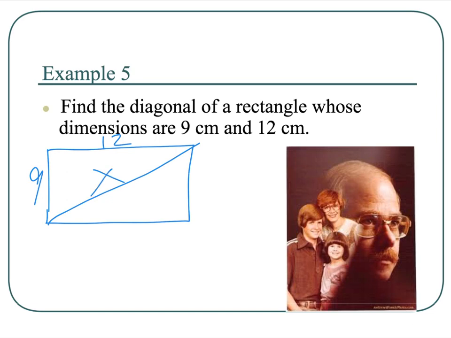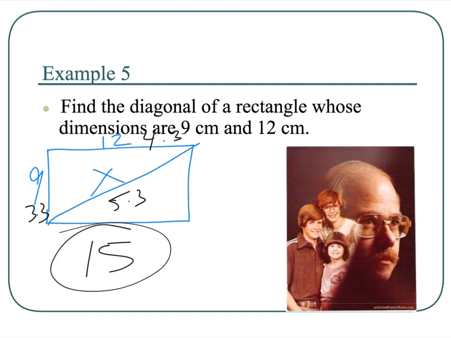Once again, since I am super proficient in my triples, I notice that this is the same as 3 times 3, 4 times 3. So what's 5 times 3? It is 15. It is a 3, 4, 5 triangle that's been tripled. A triple. Woo!